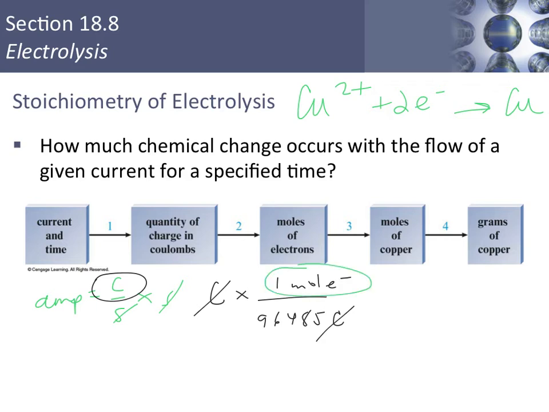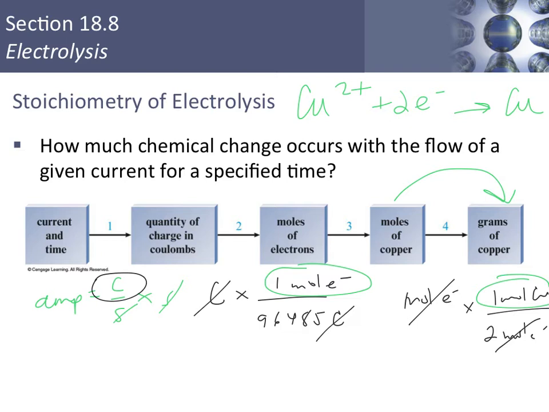Once we know our moles of electrons, then we can find our moles of copper. So we take our moles of electrons, and then we'll cancel them. Looking at our chemical equation, this particular one has 2 electrons. So this could vary from problem to problem, of course, but 2 moles of electrons will give you 1 mole of your metal. In this case, it's copper. And of course, once you know your moles of copper, you can convert to grams of copper using the molar mass from the periodic table.